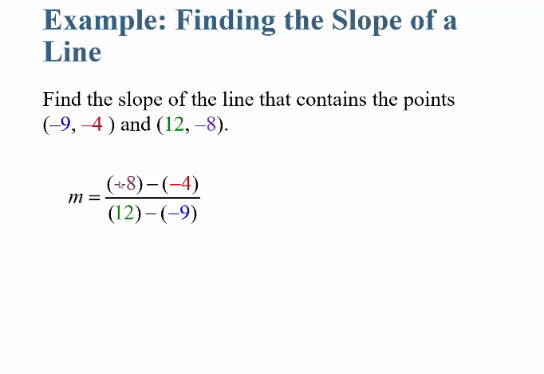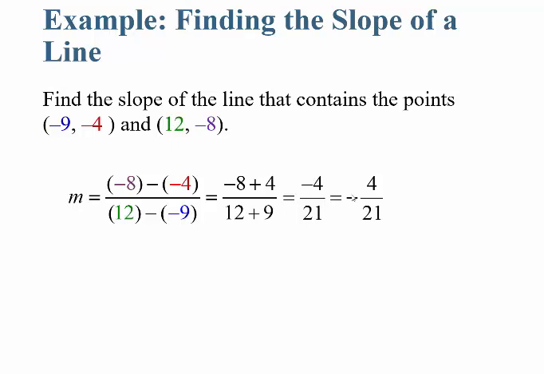So it's y2, negative 8, minus, and then I'm going to put in parentheses, y1, which is negative 4, over x2, which is 12, minus x1, which is negative 9. I'm going to put that in parentheses. Notice you have negative, negative, negative, negative. Double negative becomes a positive. So you have negative 8 plus 4 divided by 12 plus 9. Well, negative 8 plus 4 is negative 4. 12 plus 9 is just 21.